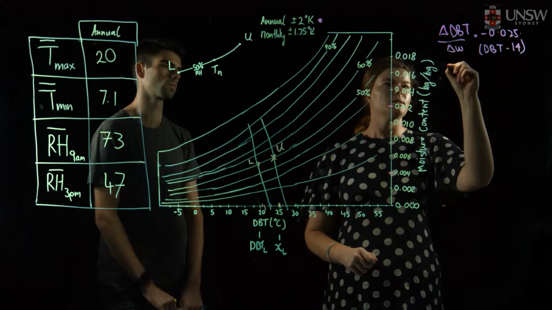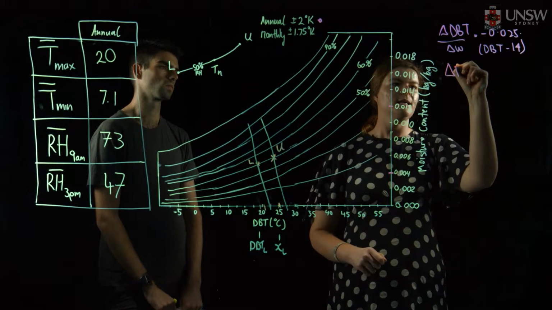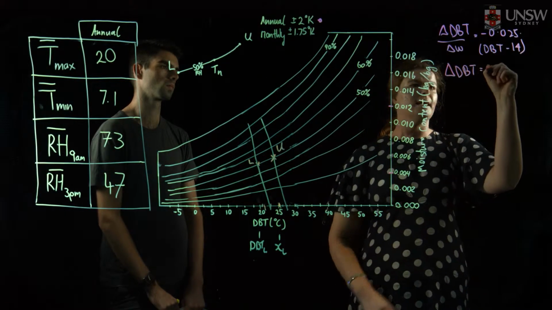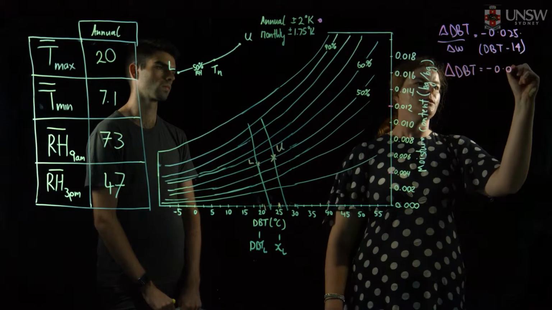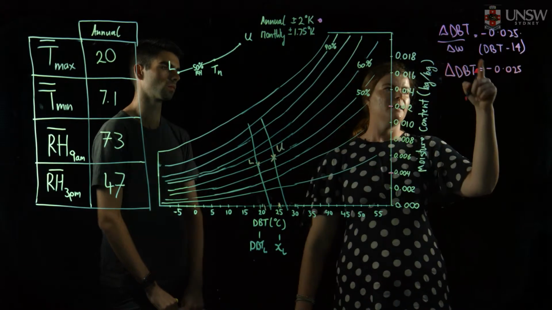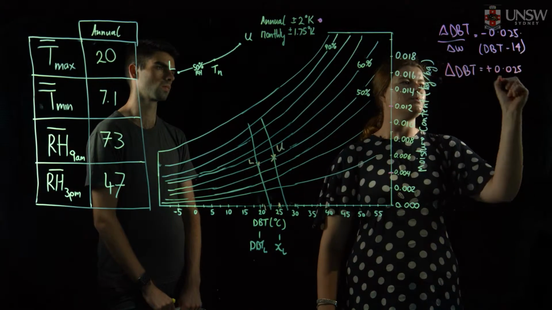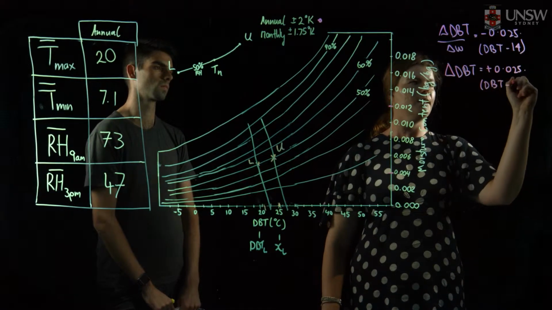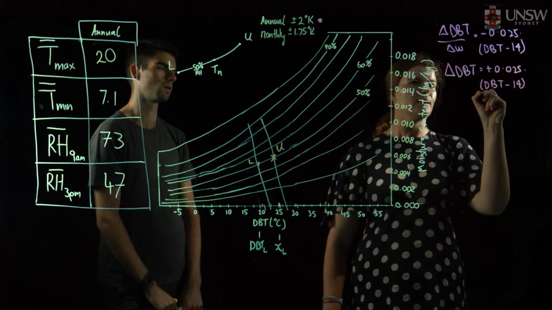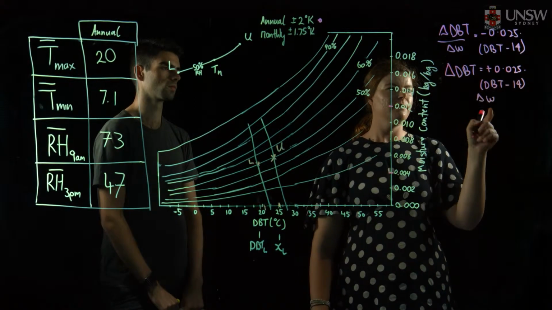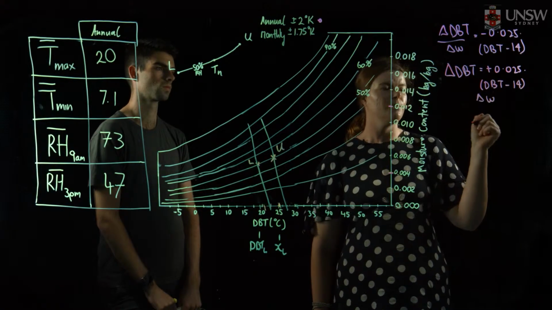So we will start by doing delta dBT is equal to negative 0.025, but we know that this value here has to be negative, so that negative will turn into a positive, multiplied by dBT minus 14 times delta omega. Now that we have this equation, we can simplify it even further.